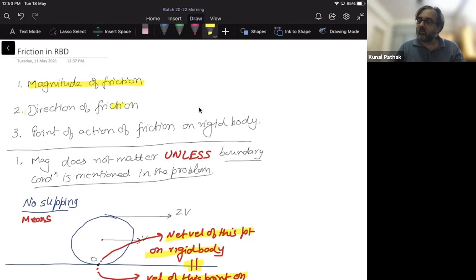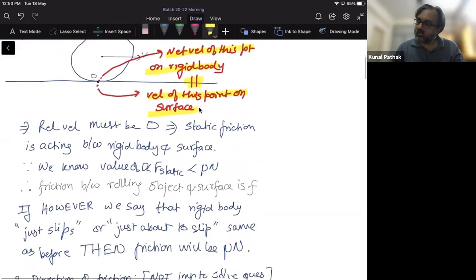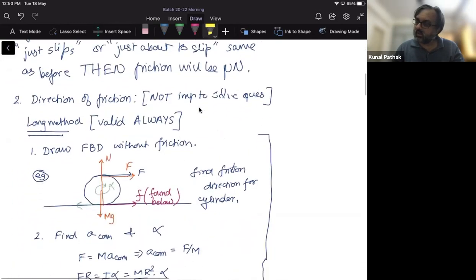Direction of friction, I told you that it really does not matter. Okay, and I hope you were convinced in the last class that you can take the friction anywhere you want and you'll get the answer. Right? Now, in the direction of friction, I told you the long method, but I don't think I told you the short method. So I'll tell you that. But like I said, it is not always valid. Okay. Although I will tell you the thing.